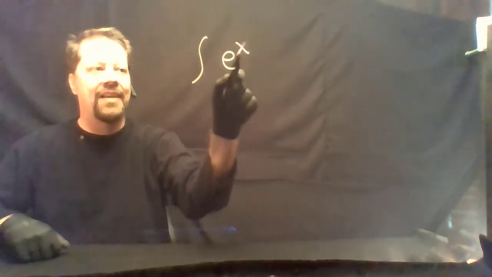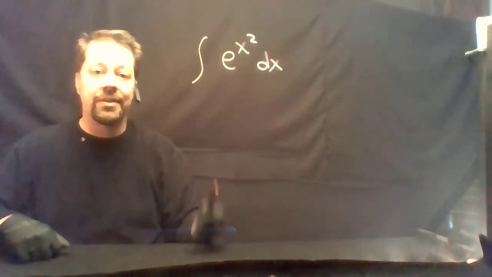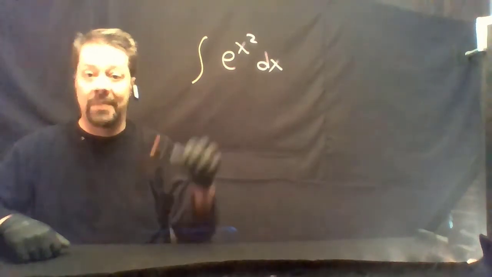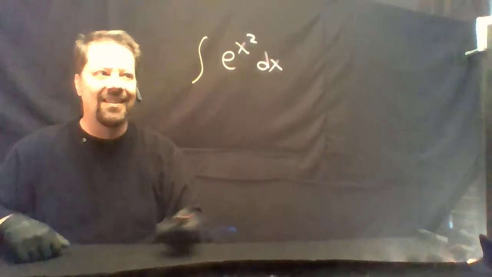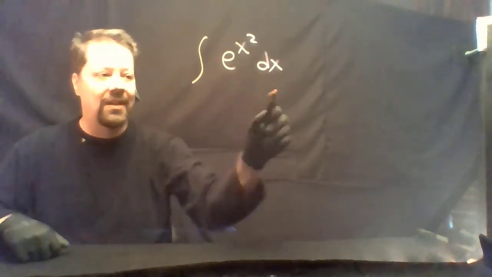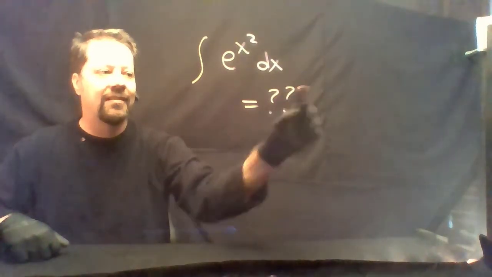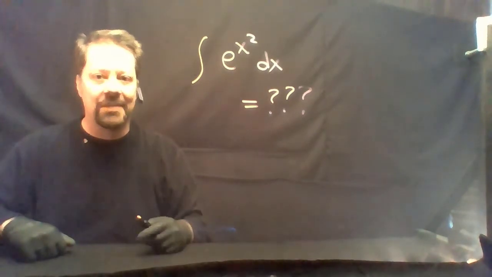There are functions that have no elementary antiderivative. In other words, the antiderivative cannot be expressed in terms of a finite number of operations of addition, subtraction, multiplication, division, roots, exponents, exponential functions, logarithms, or trig functions. E to the x squared is such a one. This has no elementary antiderivative, which means evaluating these integrals is kind of impossible for you at the moment.